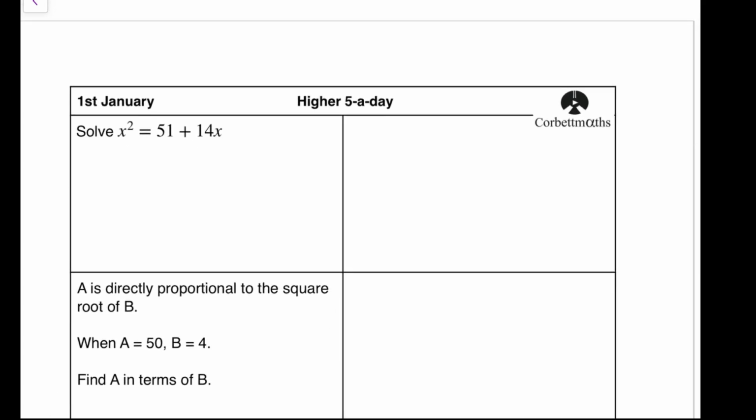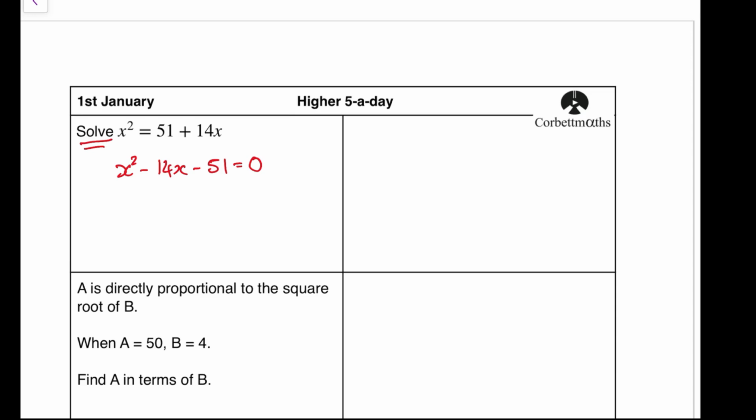Right, first question. This first question is a solving question, and that's key because what you need to be doing is to make sure you're solving and not just factorizing or similar. Now, in order to solve a quadratic, you need to bring everything to the left-hand side or to the right-hand side. So I'm going to take away 14x from both sides. I'm going to take away 51 from both sides, and that's going to give me a quadratic equation here.